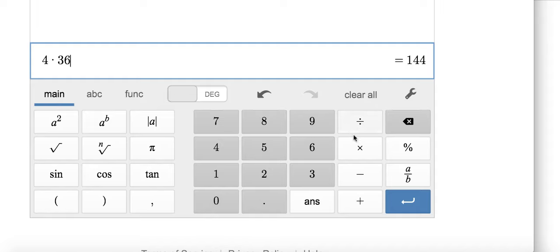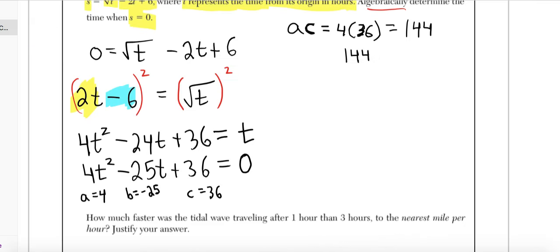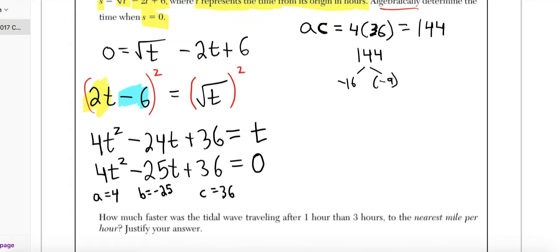Now, if you check, guys, negative 16 times negative 9 is positive 144. And if I do negative 16 minus 9, I get negative 25. So those are the two numbers. Now here's where my method is different. So it's negative 16 times negative 9 that gives us 144 as a product and negative 25 as a sum. So that's what we got.